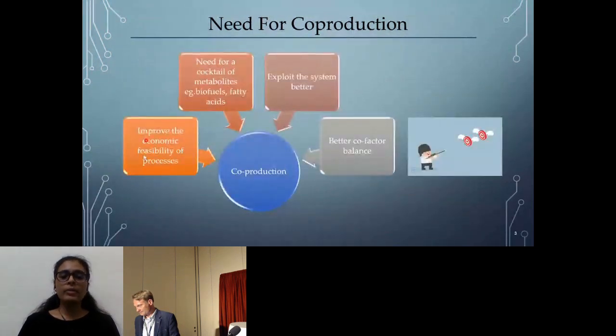So, apart from the economic feasibility and better cofactor balances, it just helps us exploit the system in a better fashion and utilize the resources in a better fashion. And in cases like biofuels and fatty acids, we need to co-produce a cocktail of metabolites rather than a single metabolite. So, in those cases also, co-production is very useful.